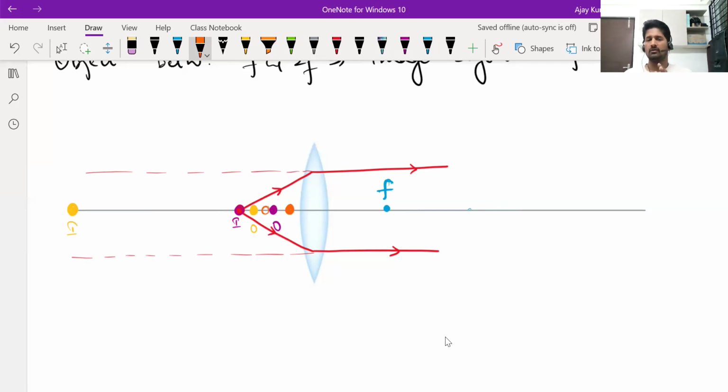So if the object is within the focal length, as the object comes towards the lens, the image also will come towards the lens on the same side as the object. And if the image is on the same side as the object, it's a virtual image. So converging lenses can form virtual images also. When the object is placed within the focal length, they form virtual images on the same side as the object.